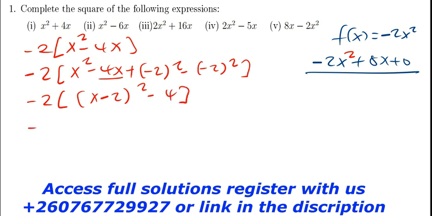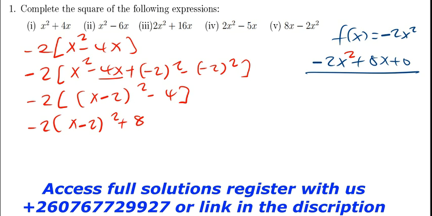So you open the brackets. Now it will be like this. Plus, because negative 2 times negative 4 is plus 8. And that becomes my final answer. Okay, yeah, that becomes my final answer.